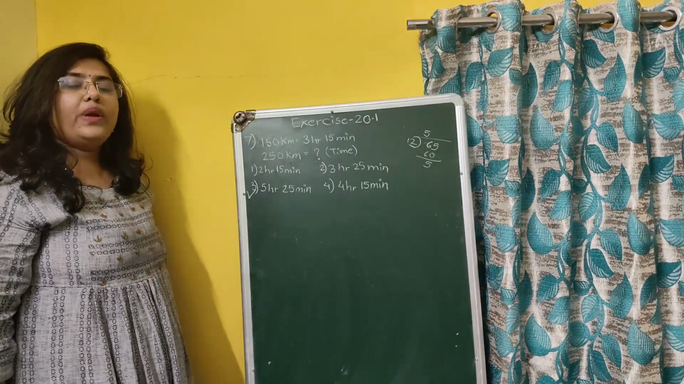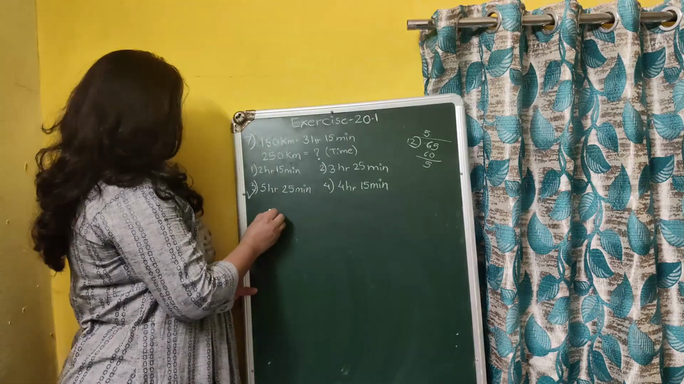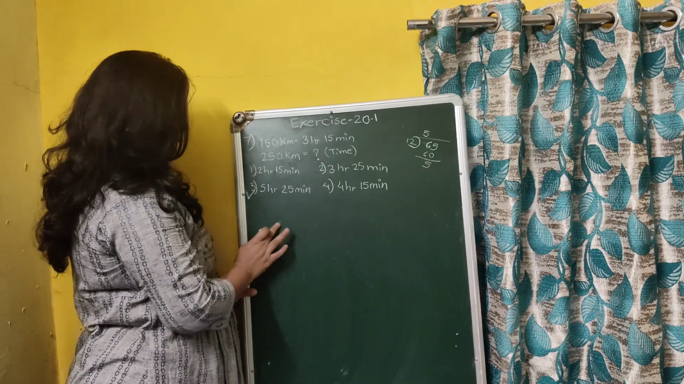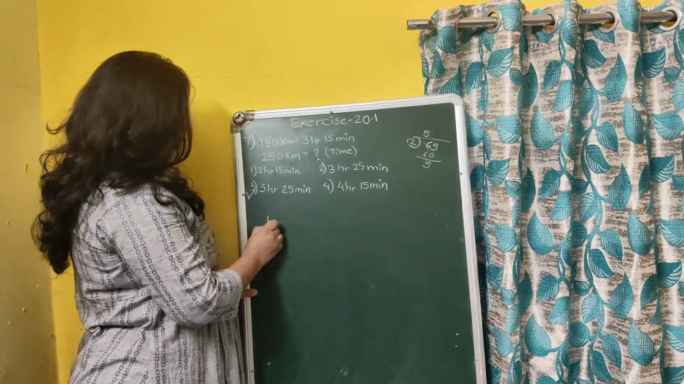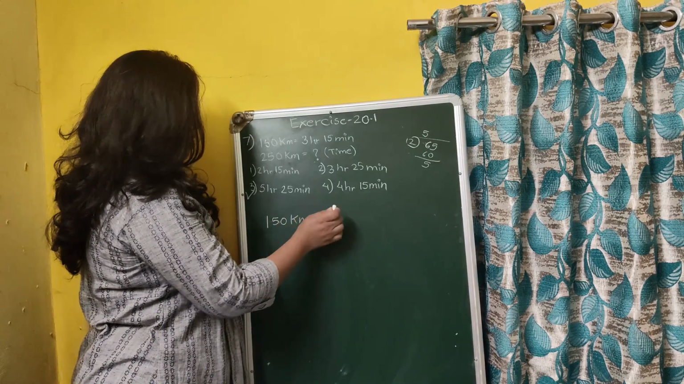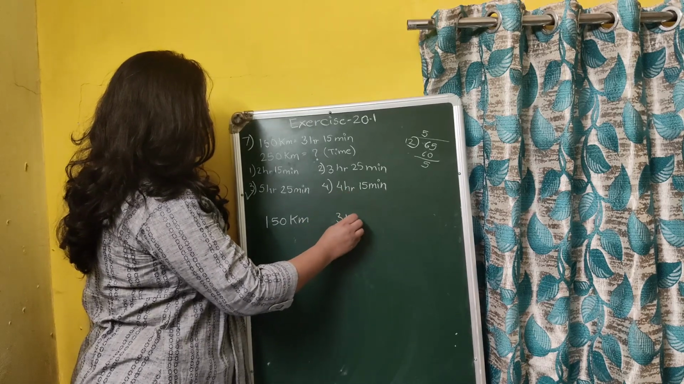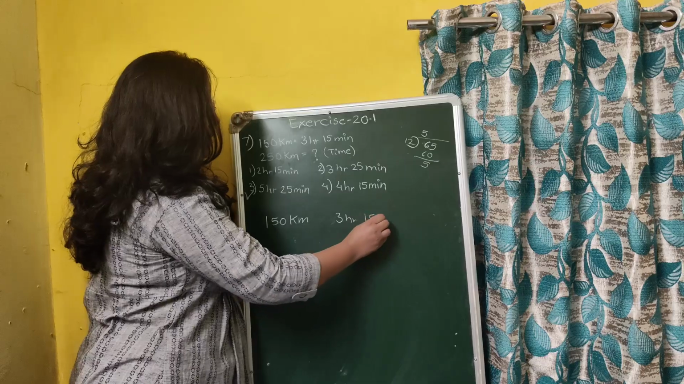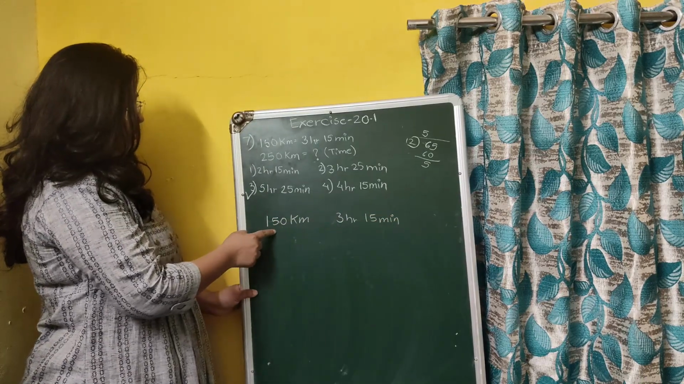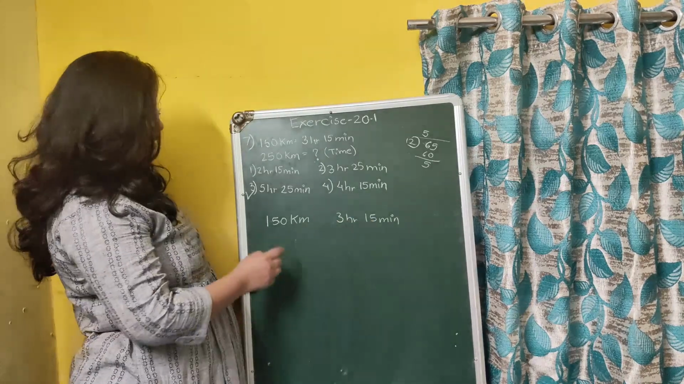Now we will just see how we can do it in short, very short and very quickly. Now for 150 kilometers we needed how much time? 3 hours and 15 minutes. अभी देखो सारे नंबर्स 3 से डिवाइड होते हैं, 150, 3 और 15, तो इनके सबके 3 पार्ट्स करने हैं.